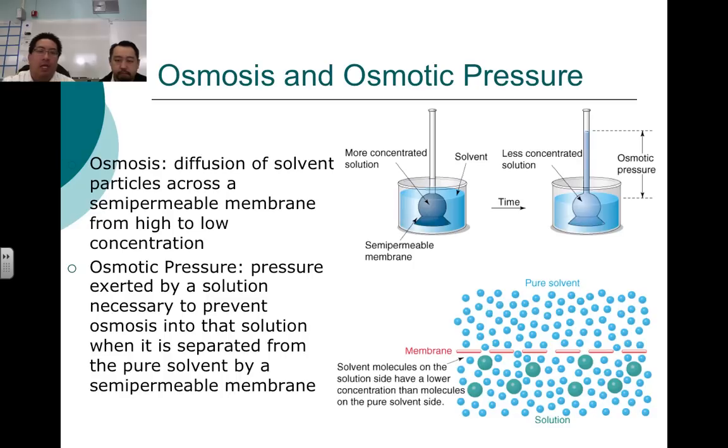And the last thing we're going to talk about is osmosis and osmotic pressure. I know most of you are probably familiar with this with respect to cells. Osmosis is the diffusion of solvent particles across a semipermeable membrane from high to low concentration. Just understand that the greater the concentration of a solution, the greater the osmotic pressure. Osmotic pressure basically represents the pressure necessary to prevent osmosis. We can measure that, but we're not going to actually quantify it here. Just know what that is. And I think that's it.